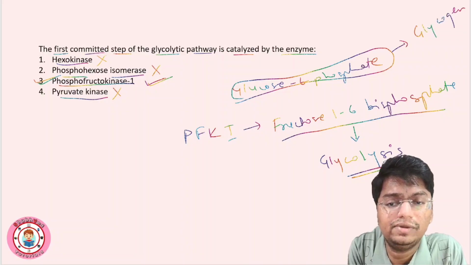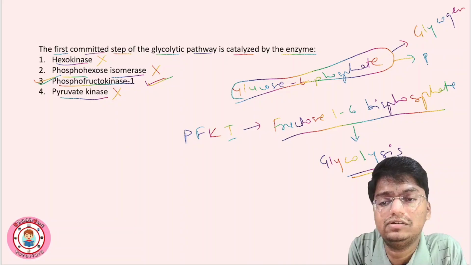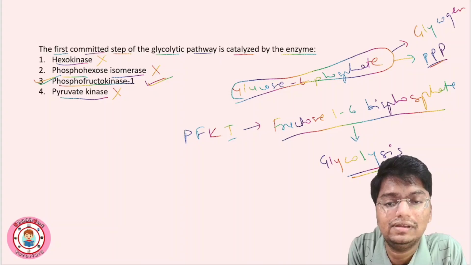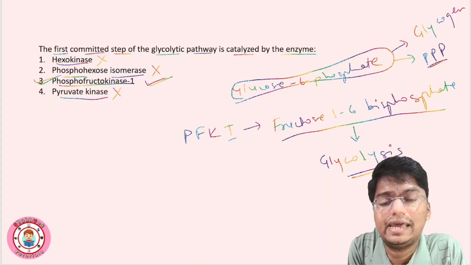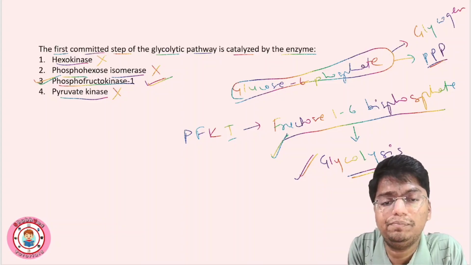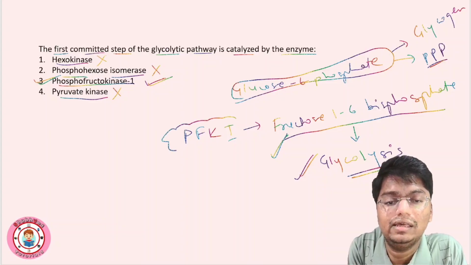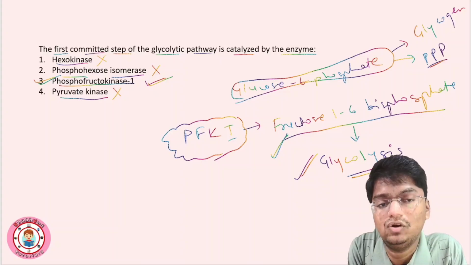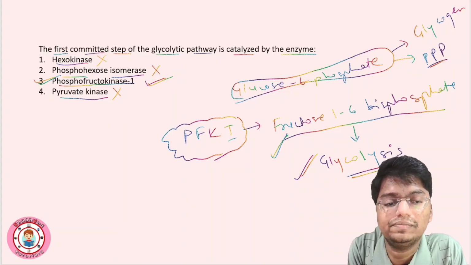Glycogen synthesis में उसका रोल है, as well as pentose phosphate pathway में भी रोल है. So this is not only for glycolysis. Apart from glycolysis, it has role in other cycles also. But this fructose 1,6 bisphosphate specific for glycolysis. Okay, so this enzyme PFK catalyzes the first committed step of the glycolysis.